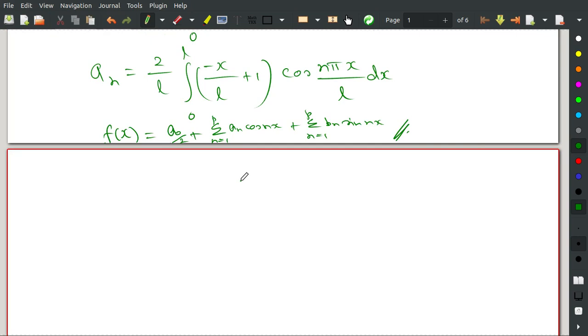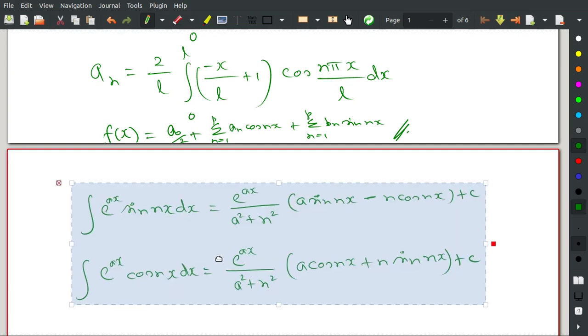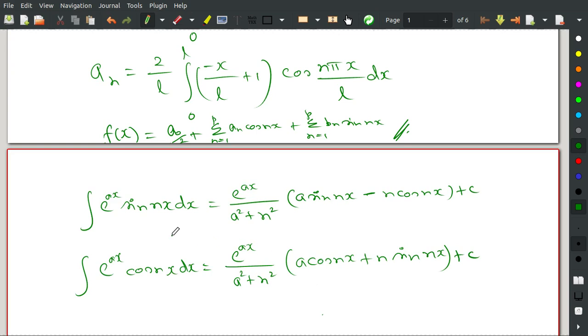Throughout this Fourier series exercise you will encounter these integrals again and again, so try to memorize these integrals. If you provide a limit, then you can remove this c, you need not find this c. Since this is an indefinite integral, I have added the constant term. So if you provide a limit, then you can remove this c.